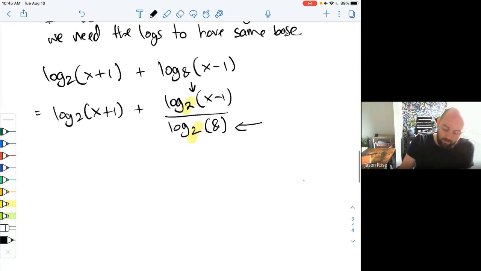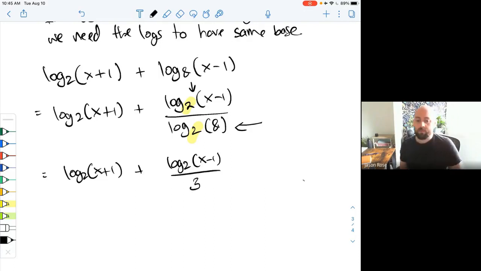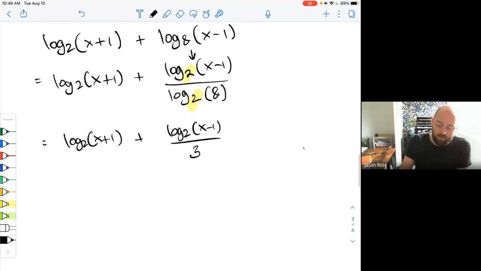It's just 3. So this is log to the base 2 of x plus 1 plus log to the base 2 of x minus 1 over 3. Now, that still looks tough. When we have log to the base a in our law that we're talking about, it's always just log of a plus log of b. It's never log of a plus log of b over 3 or over 4. But we still can do something here.